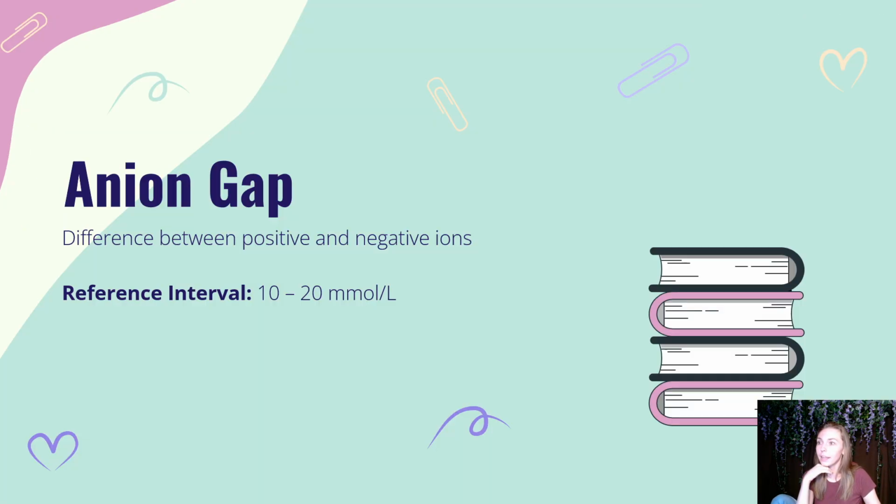Anyways, next, anion gap. Note, you will sometimes see this referred to as AG. Always differentiate this from AG ratio, A over G. Anion gap and AG ratio are not the same thing. Your anion gap is the difference between the positive and negative ions present in your blood. Your reference interval for this is 10 to 20 millimoles per liter.